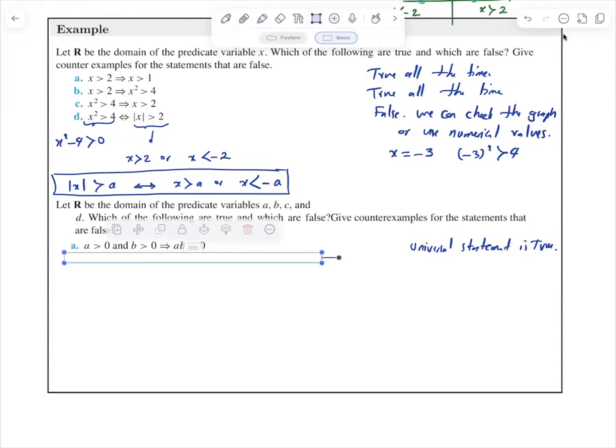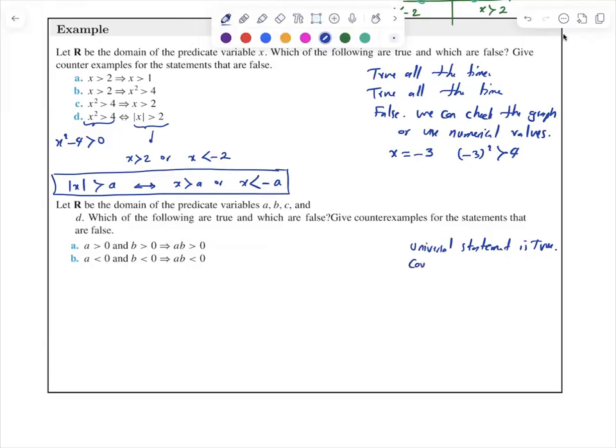Let's take a look at another example. Here we have, if A is less than 0 and B is less than 0, then AB is negative. Very well, this is a false statement. We can find a counterexample. Let's say A is -1, B is -1, A times B is 1, which is positive. So this universal statement is false.